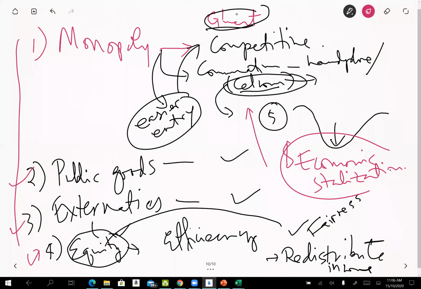We don't look at this one too much. Economic stabilization, we don't. Monopoly, we don't do that. So focus a bit on these three. And of course, we look at the expenditure side and the revenue side as well. So that would be chapter number 2.